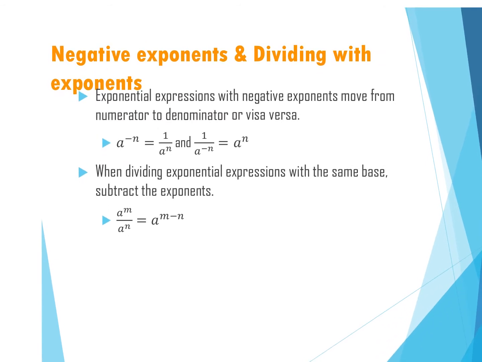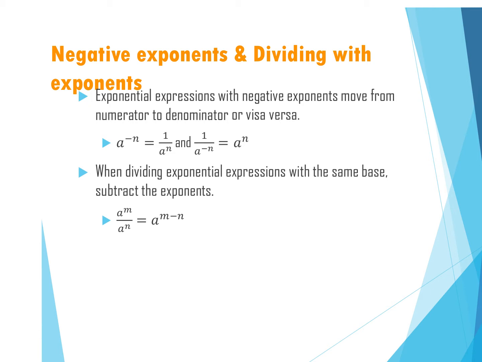So when you have exponential expressions with a negative exponent, what we're going to do is sort of think about reciprocal. We're going to move from the numerator to the denominator or vice versa. So sort of think reciprocal. When you see a negative exponent, it does not make the answer negative. That's the key thing to remember. What it's doing is it's making it into its reciprocal, or making it into a fraction.